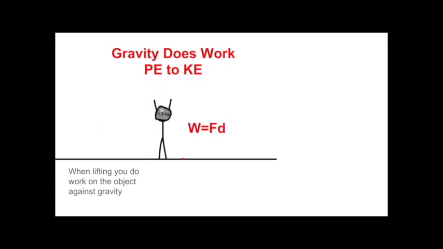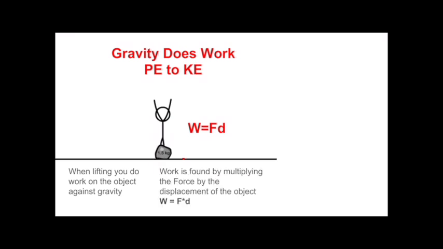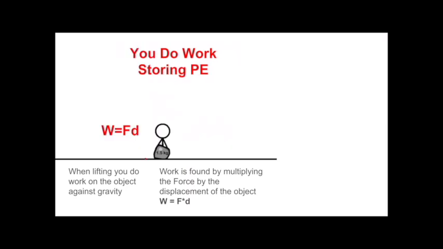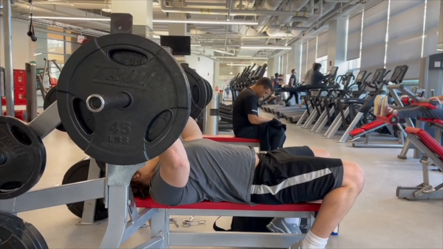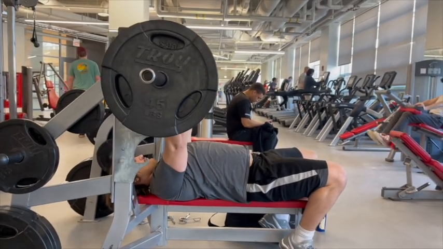When lifting something, you are working against gravity. As said earlier, you can find this work by using the force against the object and the displacement or distance the object has moved. As you can see from the bench press lift, the lifter is working against gravity to push the barbell and weights up a certain distance.